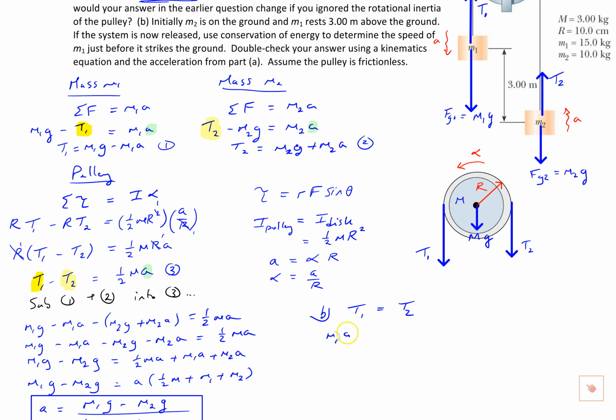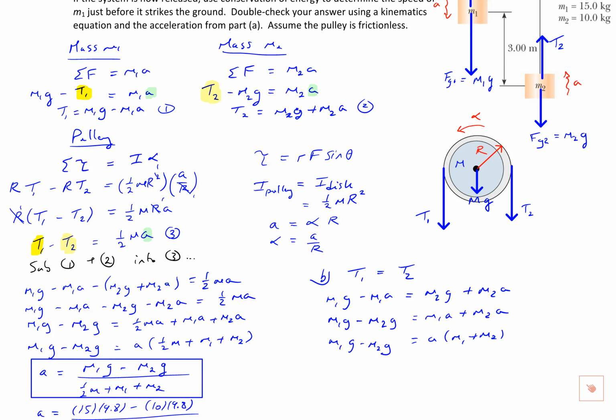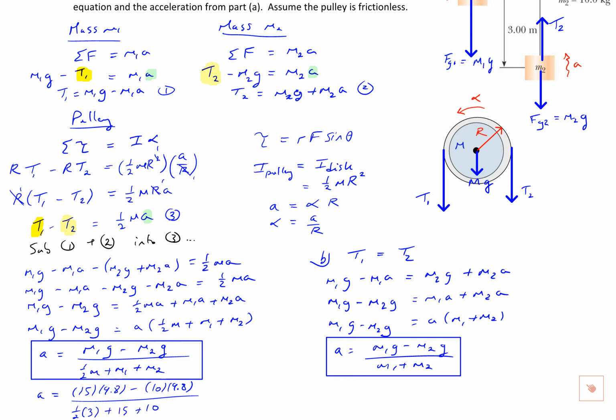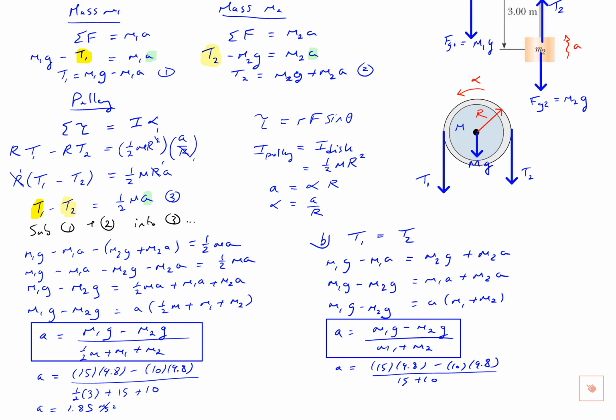so you would have M1G minus M1A equals M2G plus M2A, and then collect like terms on the right side, and then pull out a common factor of A here, and then solving for the acceleration, we're going to get a very similar expression to over here, except there's no 1/2 m because we're assuming our pulley is massless. Now let's substitute our values in as we did before, and we get an answer of an acceleration of exactly 1.96 meters per second squared.